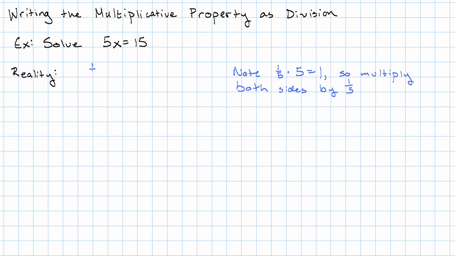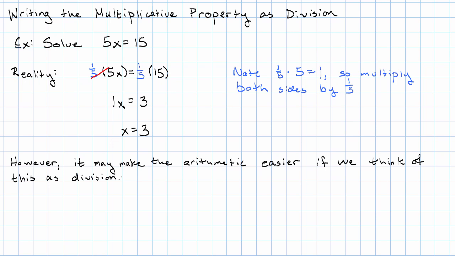So we take 1/5 times 5x equals 1/5 times 15. 1/5 times 5 is 1. So we have 1x equals 1/5 times 15 is 3. Our solution is x equals 3.